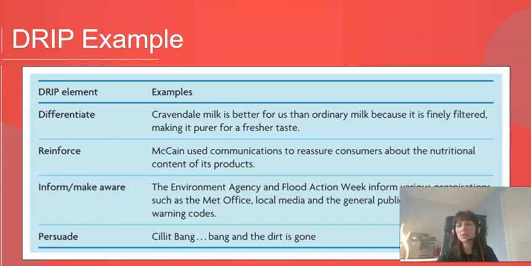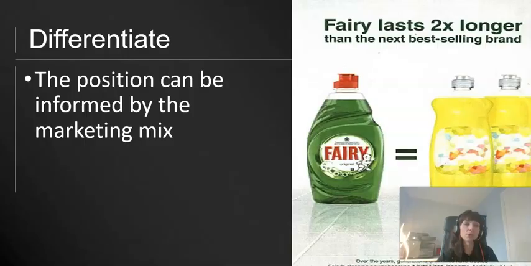So things like where they're trying to make people aware of behaving in a certain way. So informational messages, and then persuade is where we've got a strong call to action. Seal it, bang, bang, and the dirt is gone. So we've got a reinforcing message there. So we're trying to do an instructional message.